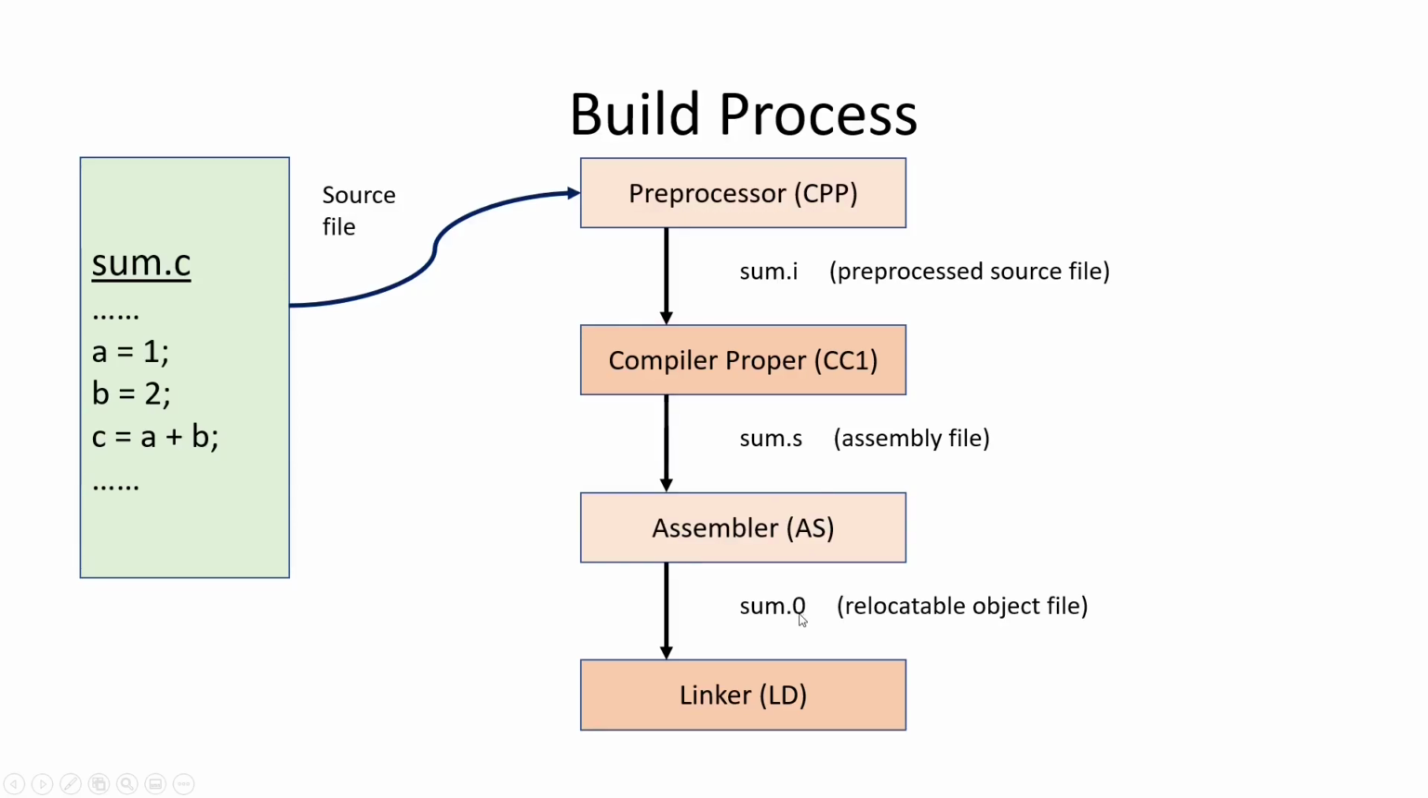Okay, the next thing that happens is the assembler will take this sum.s file and generate what's known as an object file, or more specifically a relocatable object file. And this is going to be machine code at this point. It's going to be in binary, so 1s and 0s. But it's not going to be the complete everything we need.